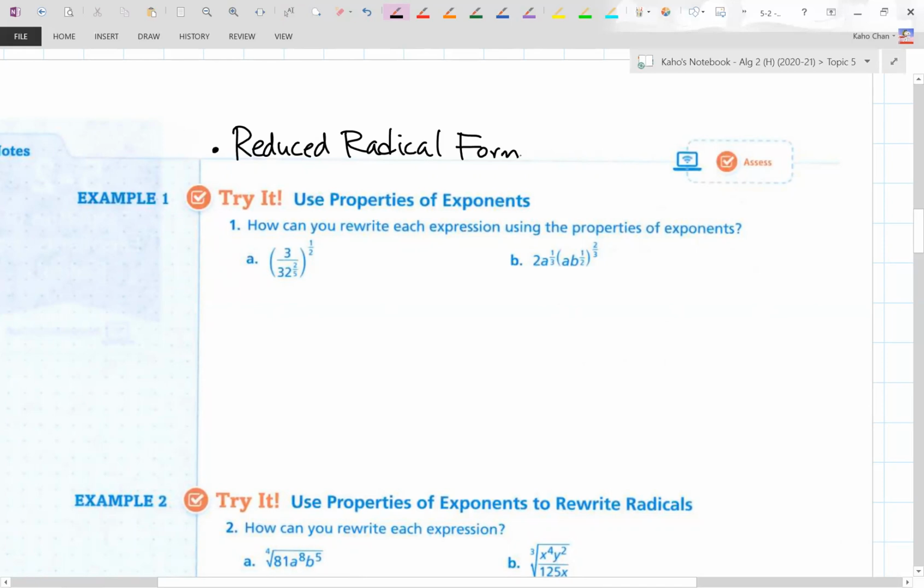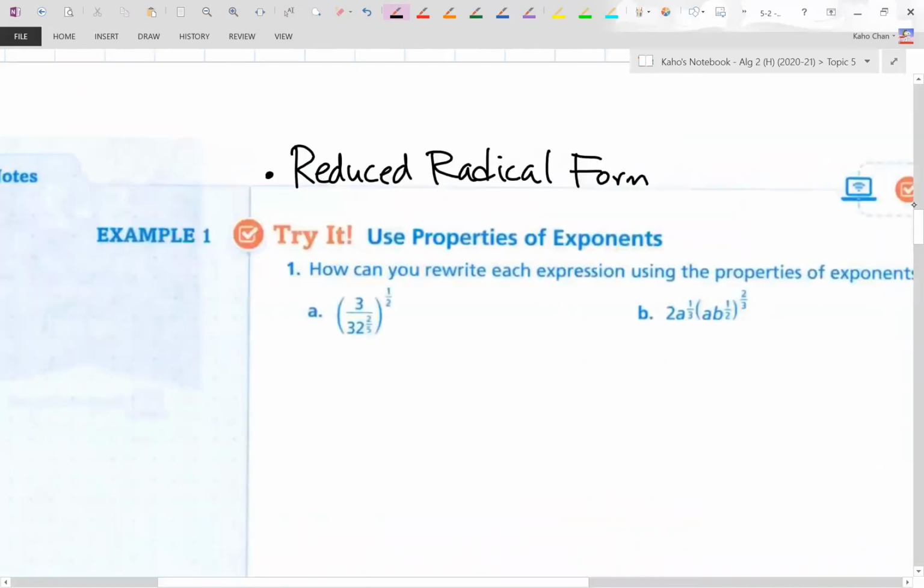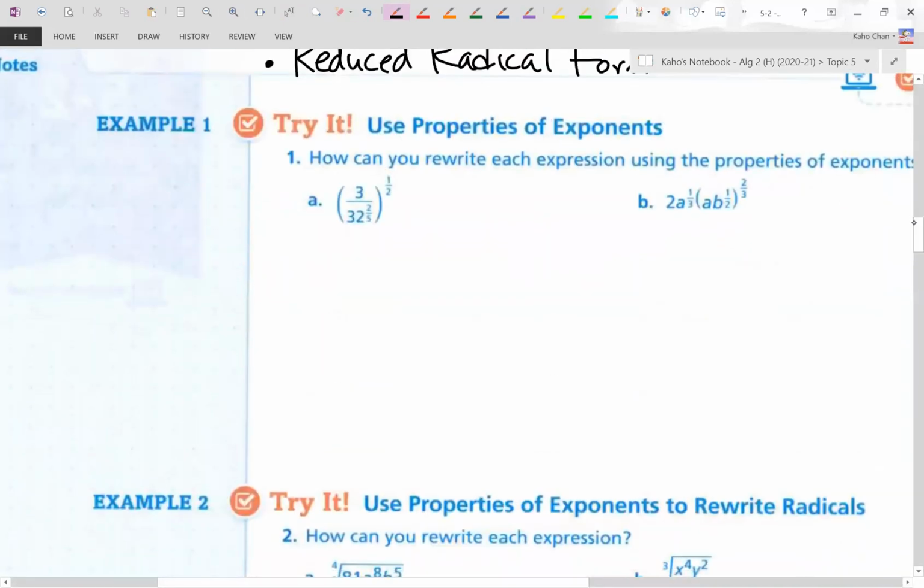All right, here we go. Let's try number 1a. 3 over 32 to the 2/5, all to the 1/2 power. Holy cow, that's like a mess there. But the one thing that sticks out, and don't worry about the fractions, is this power on the outside. Let's go and apply the power.